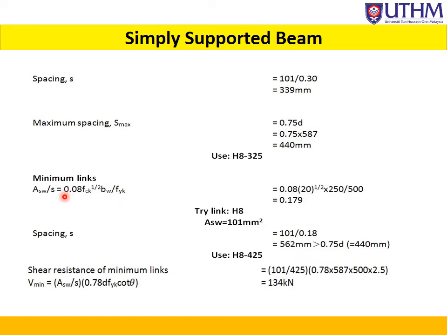We calculate the minimum link using this formula and we get the ratio of 0.179 or 0.18. We calculate our spacing using this ratio, and we get 562 mm. This value is more than S max, so we should use the limit of 440 or less. For this, we use H8425. Then we calculate the shear resistance for our minimum link. Using this formula, we get 134 kilonewton.